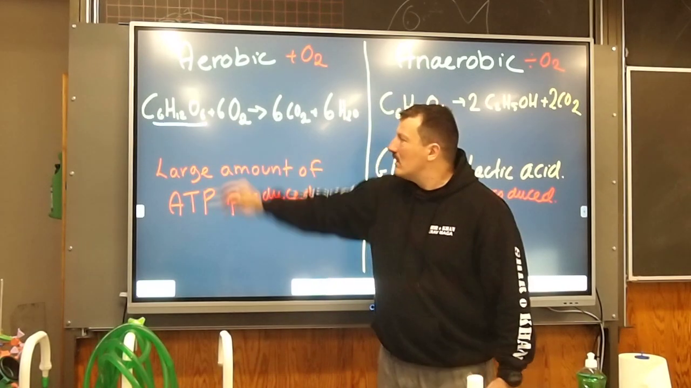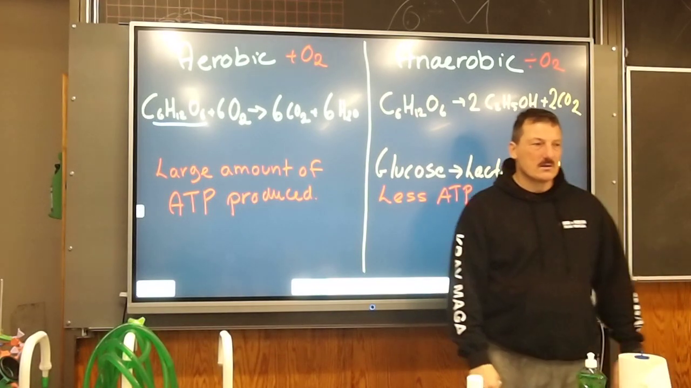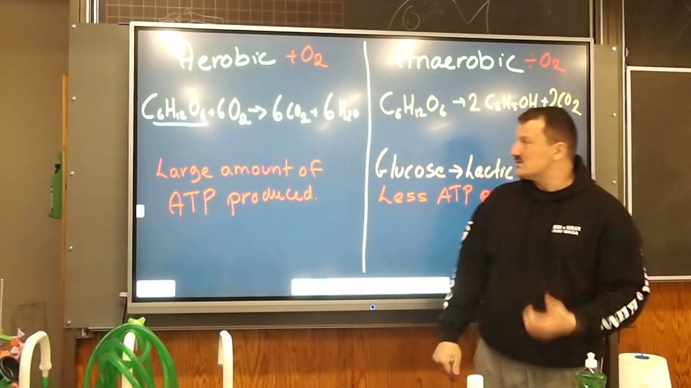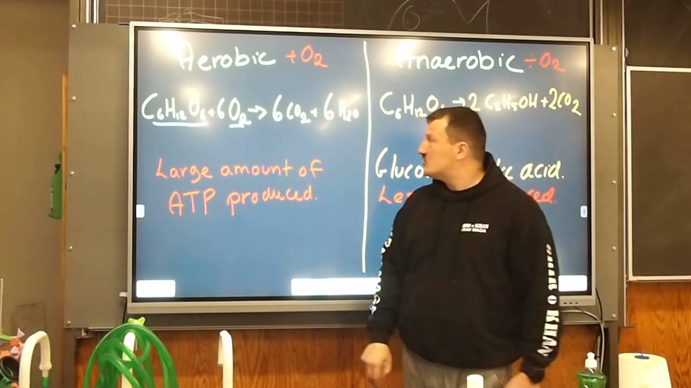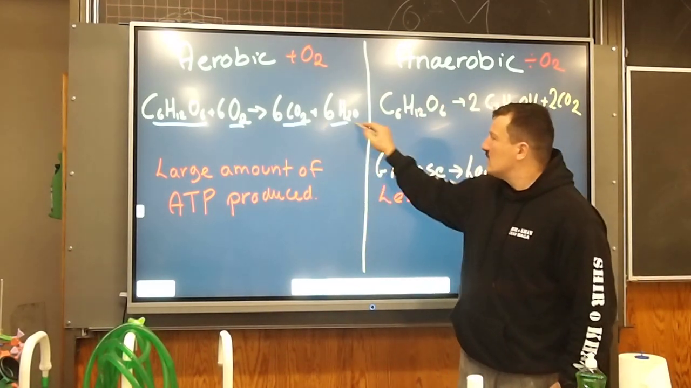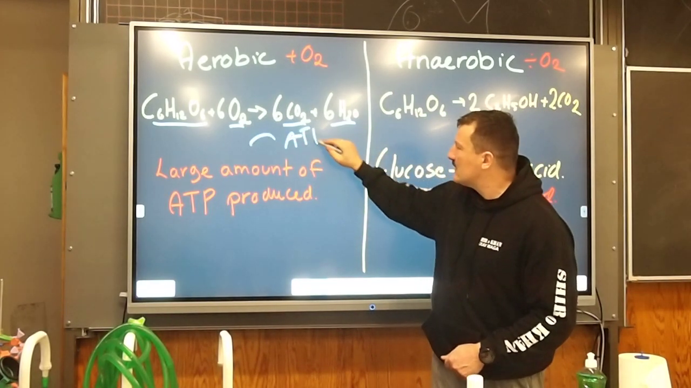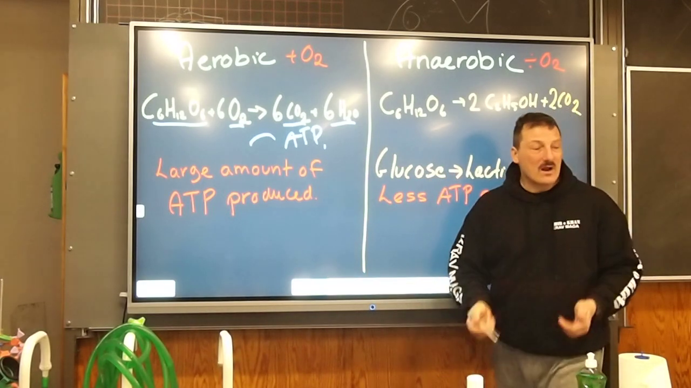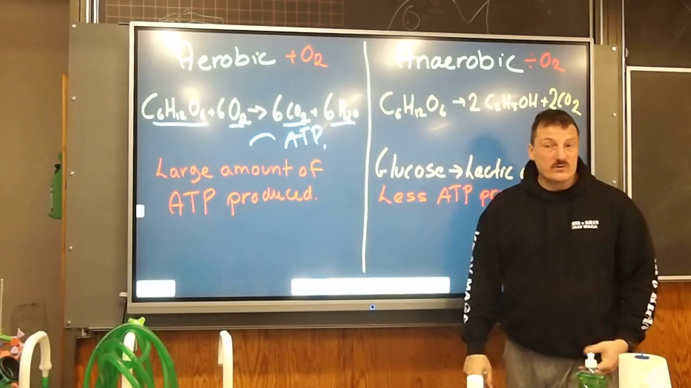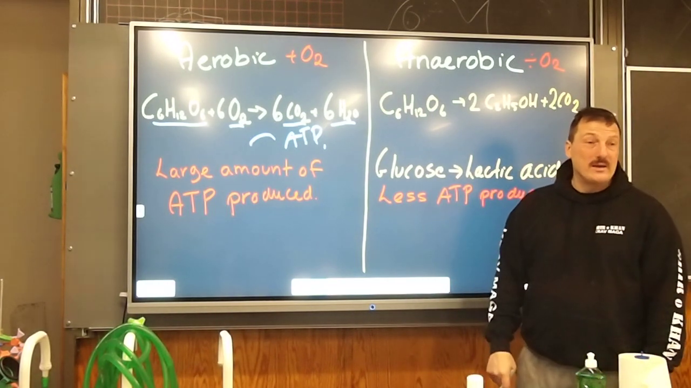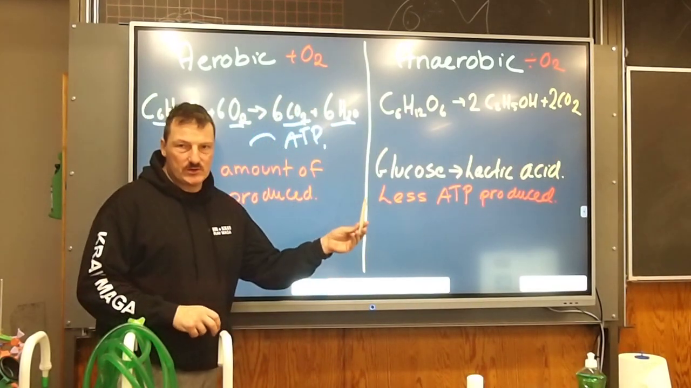Anyone remember what this molecule here is? C6H12O6? Isn't it glucose? It's glucose, simple sugar. So sugar plus oxygen gives us CO2 and water, and also ATP. So we get a lot of energy by doing that. Every time you burn a molecule of sugar, you get a lot of ATP if you use oxygen. But what if we don't have oxygen?